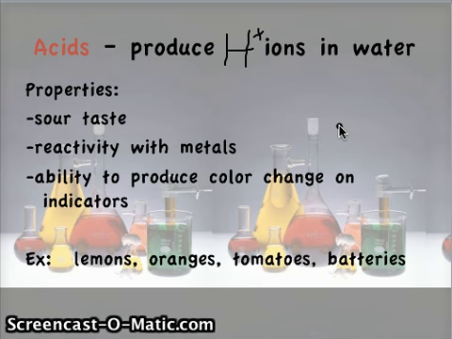So here's a couple examples that you can write down in your notes. Any kind of citrus fruit like lemons and oranges are going to be acidic. Tomatoes are also acidic, as well as batteries. So make sure you write down these properties and these examples.